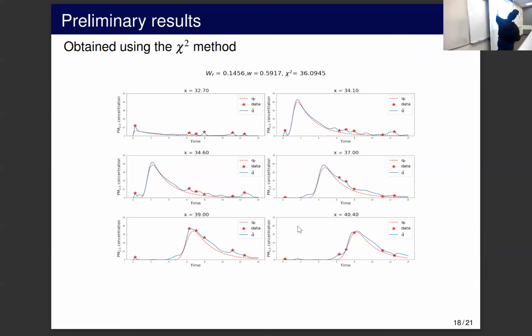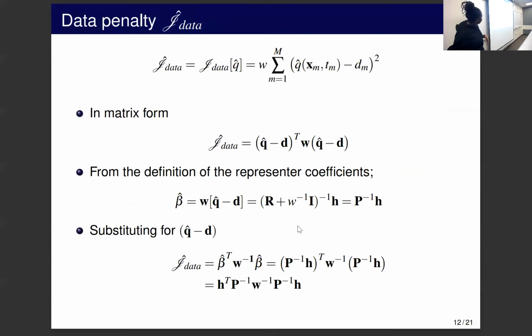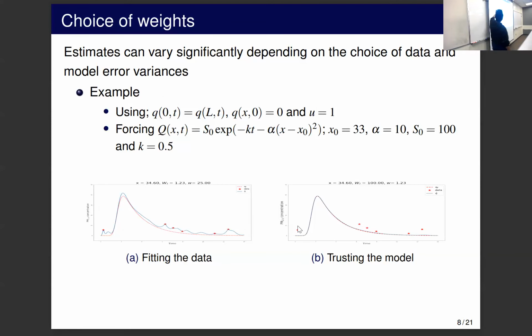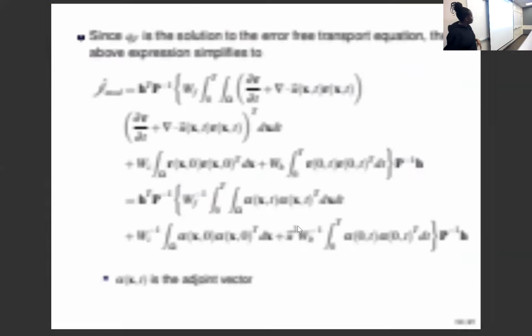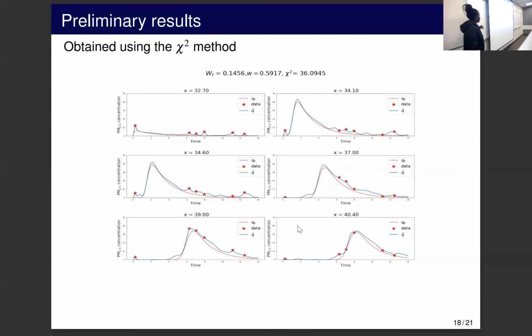For these results, we used the same parameters. We assumed periodic boundary conditions, zero initial condition, and constant wind field. And then the forcing was centered at x naught equal to 33.